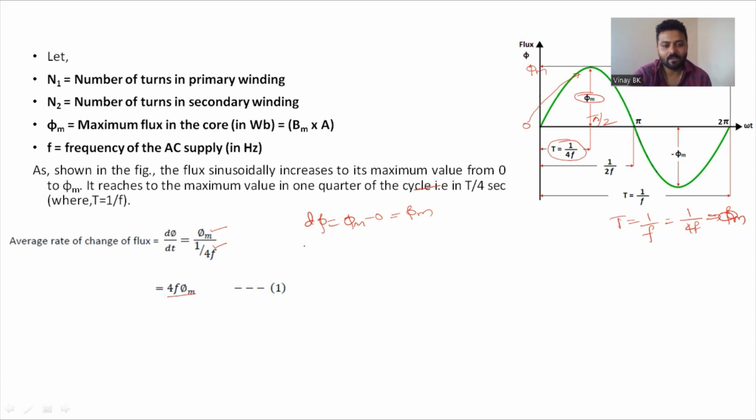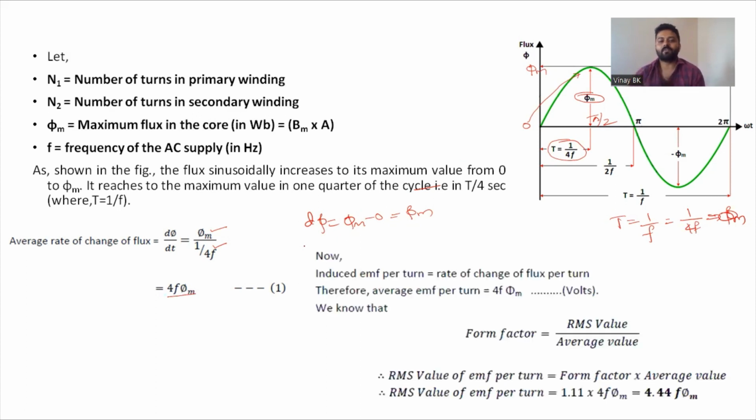Now we define the induced EMF per turn according to Faraday's law of electromagnetic induction. Where there is an EMF, there is a flux. So the induced EMF per turn equals the rate of change of flux per turn. Therefore, you can rewrite the average EMF per turn as 4 into f into phi m in terms of volts.